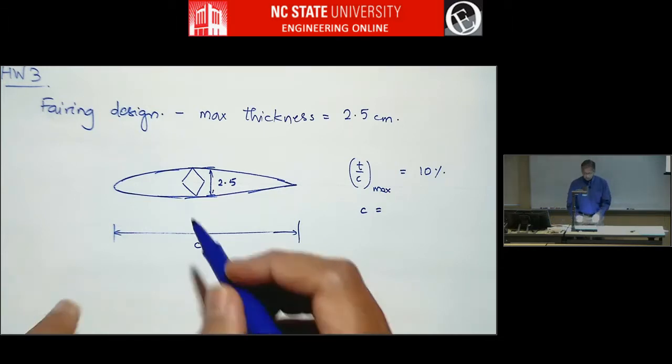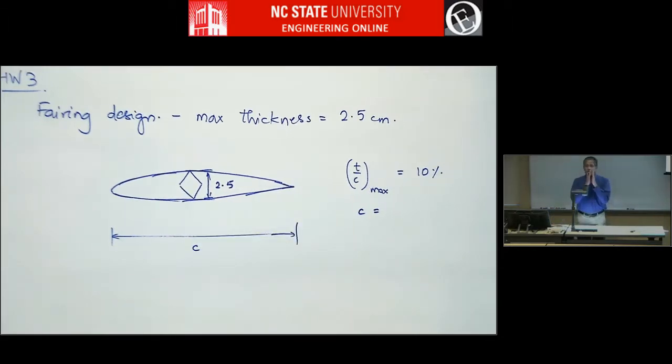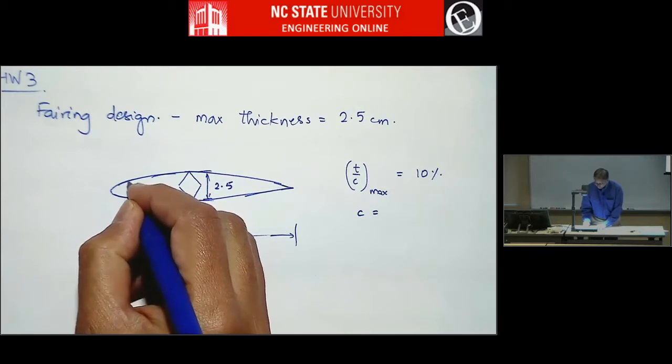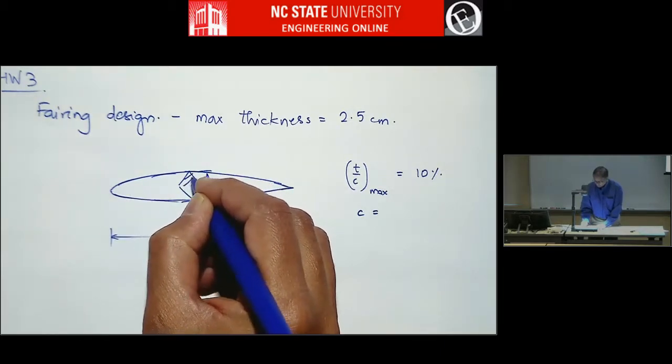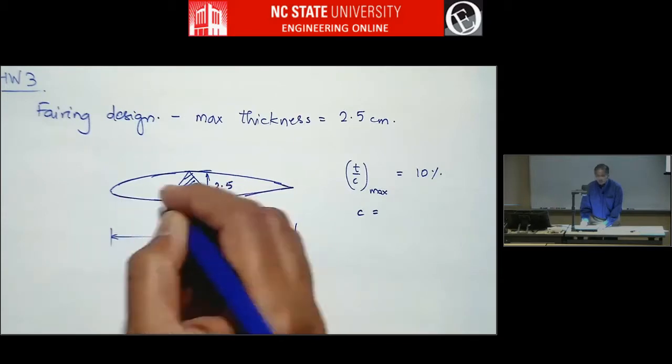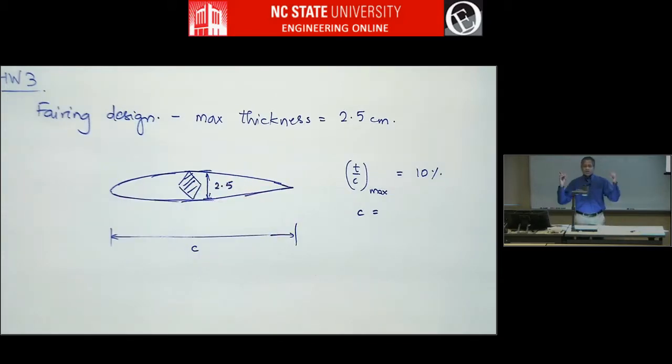So obviously you would put this fairing at the maximum thickness location, right? You wouldn't put the fairing here, or you wouldn't size the airfoil so that this bluff body is here. You'd put it at the maximum thickness. That will make it, you'll avoid unnecessary thickness.